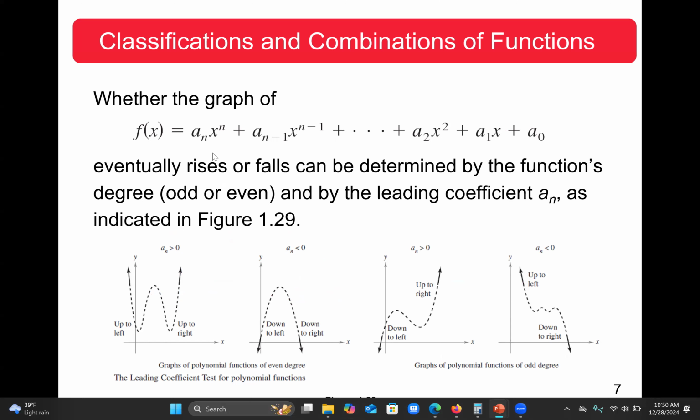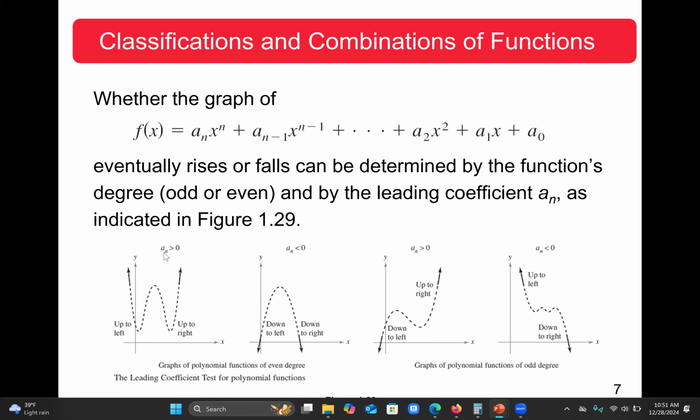Whether the graph of f(x) equals a_n x to the power n plus a_(n-1) x to the power n minus 1, etc., eventually rises or falls can be determined by the function's degree, whether the degree is odd or even, and also by the leading coefficient, whether it's positive or negative. Here, for example, we have a function that goes up to the left and up to the right, and this is a polynomial function. Now, the curves depend on the degree. For linear, the exponent is 1, so a straight line. And for this graph, the exponent is 2, a quadratic.